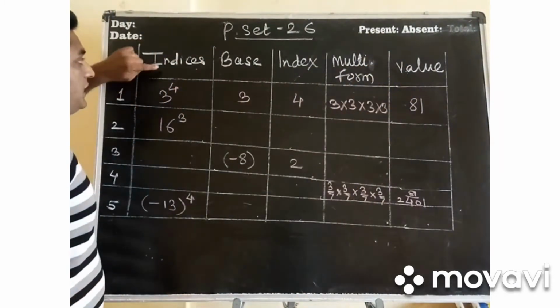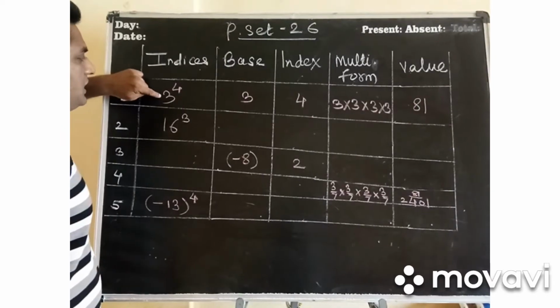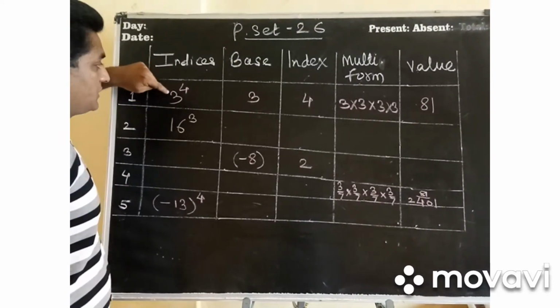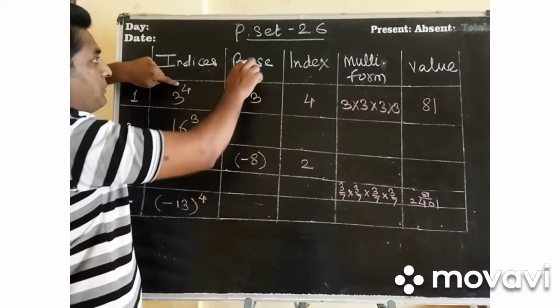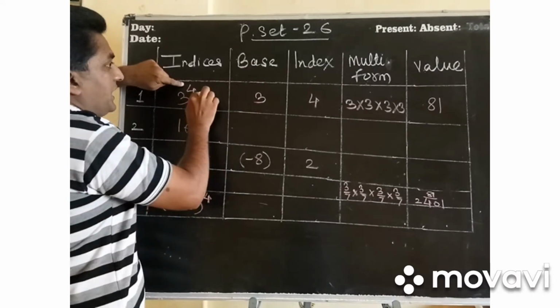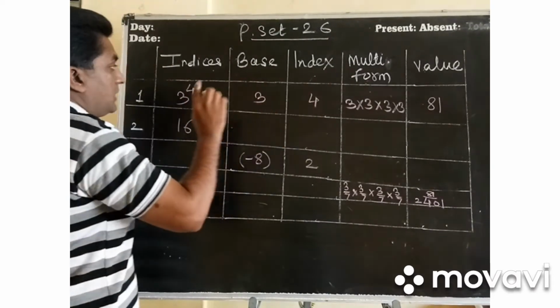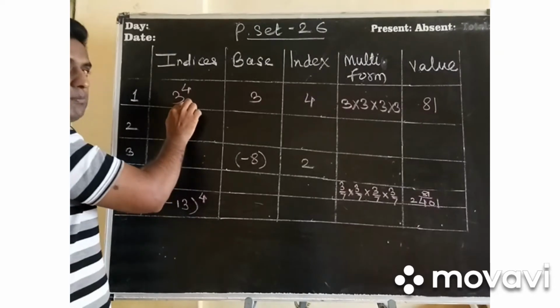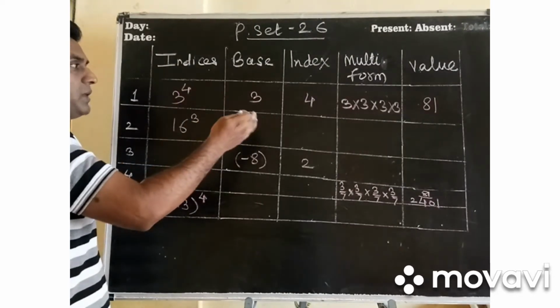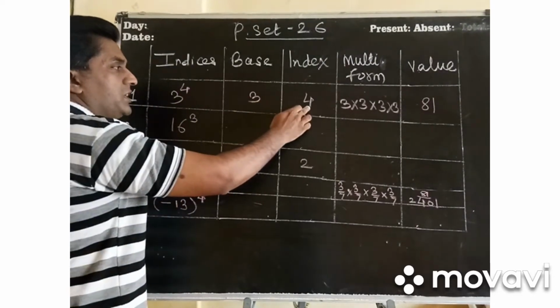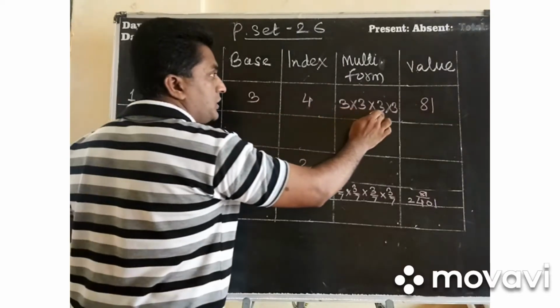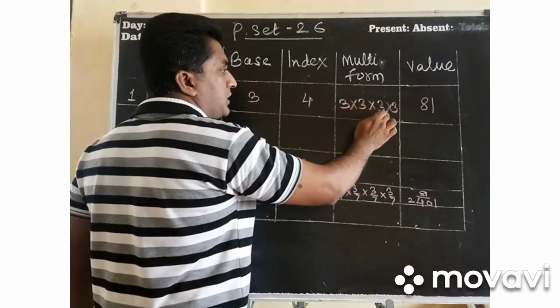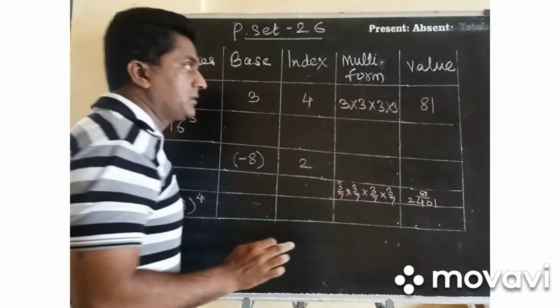So see, in indices form it is 3 raised to 4. So what is the base? Your base is 3, index is 4, but this number 3, which is the base, is how many times multiplied by itself? It has been multiplied by itself for 4 times. 1, 2, 3, 4. 3 3s are 9, 9 3s are 27, 27 3s are 81.